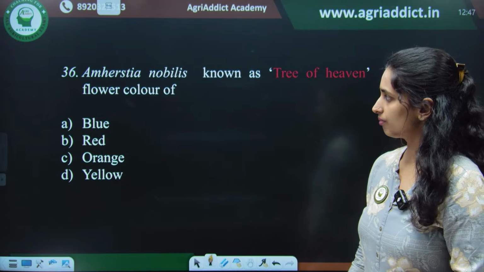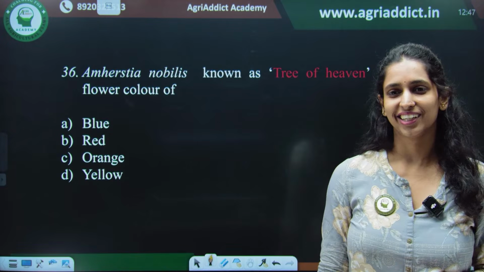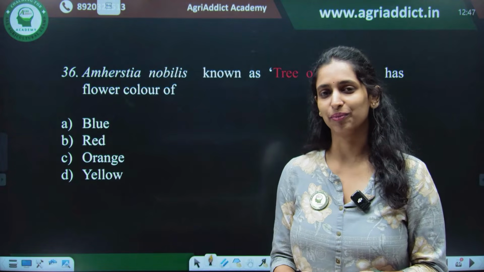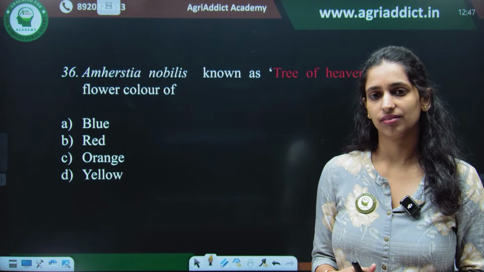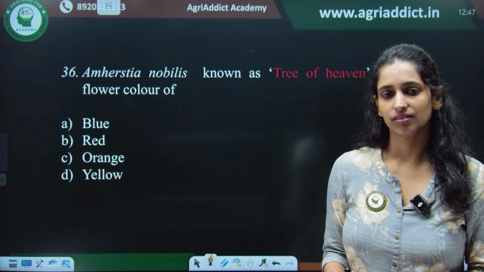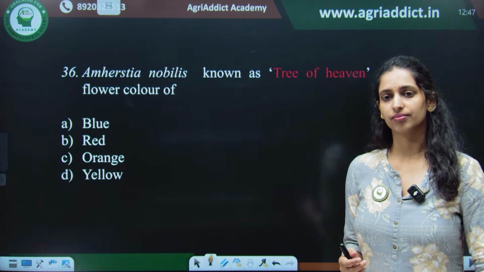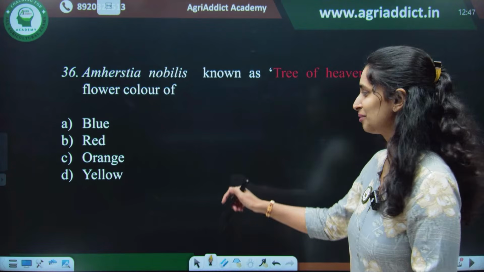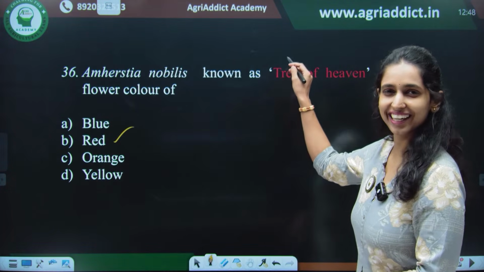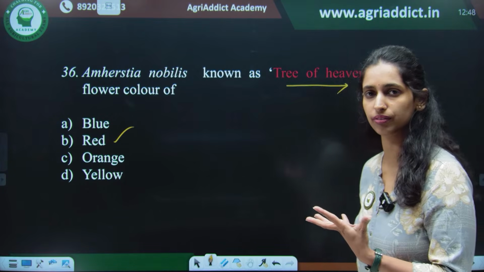Then 36, Amherstia nobilis, known as tree of heaven, has flower color of. I have made this so easy for you. Correct answer is B. That is a hint for you. I have made it red now. Tree of heaven, red color flower will come.